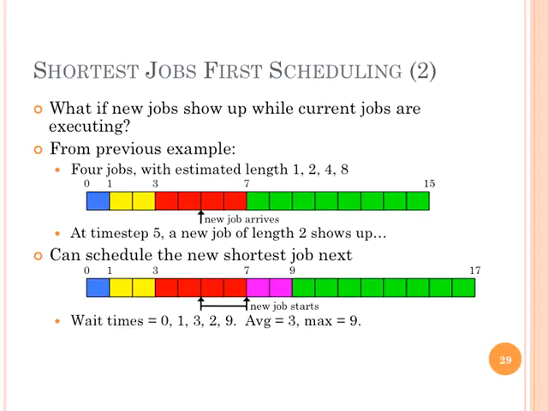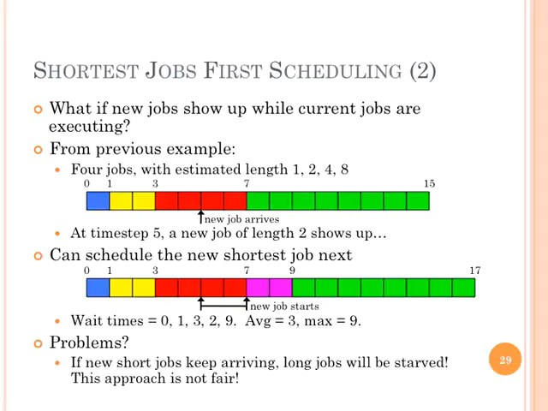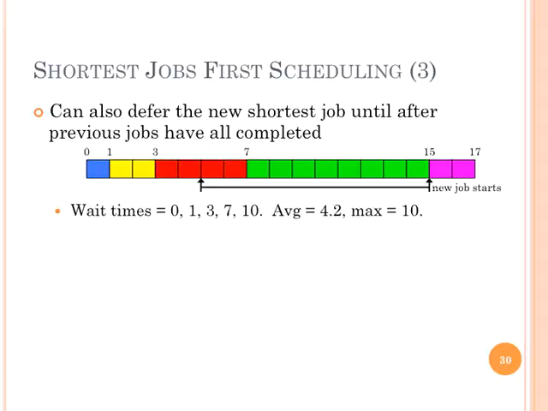Is this a fair scheduler? Not as stated. Okay. Problems, yes. We have problems. If we keep having short jobs arrive, it's going to push the long jobs back in the priority order, and they'll never get a chance to run on the processor. So this is a good example of an unfair scheduling algorithm.